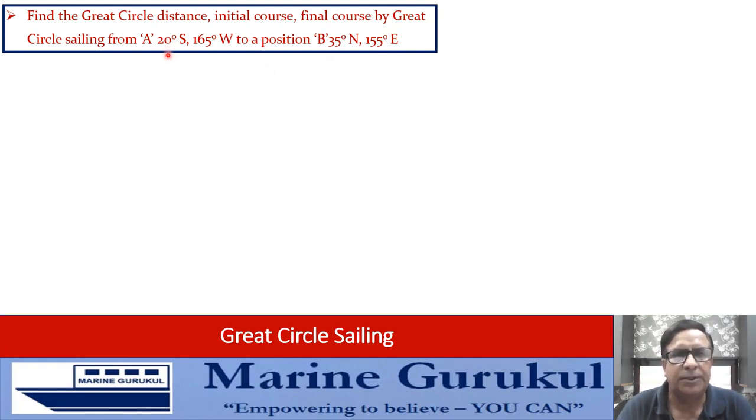D-lat from A to B, 20 degrees south to 35 degrees north. Obviously D-lat is north, so B would be north of A. Now D long, the shorter arc from 165 degrees west to 155 degrees east, we know would be in the westerly direction. That means it shall be 40 degrees west.